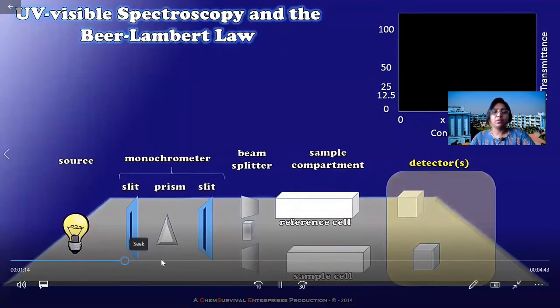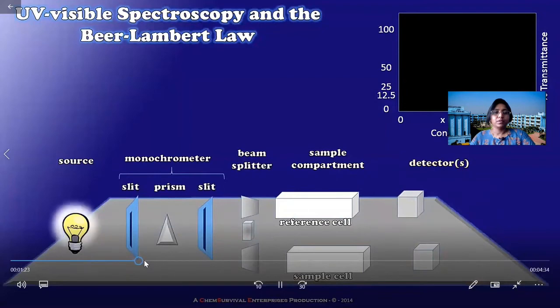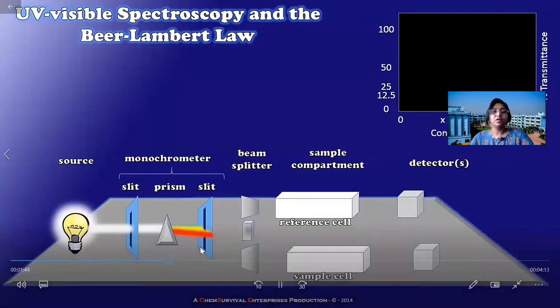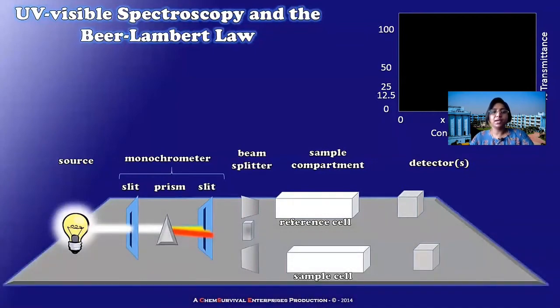Next, how it works. First, there is the source, and we get the light. This beam of light comes through the slit. When it passes through the prism, we again get the rainbow colors. When this rainbow passes through the slit, we get the monochromatic radiation, the single radiation.